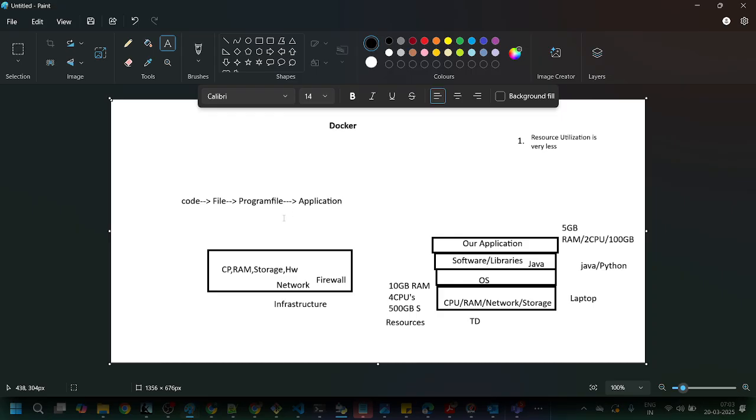we need to save this. We need to put this application somewhere, and that location is called a server. So if you want to deploy your application, we need infrastructure like CPU, RAM, storage, hardware, network, firewall. This complete package is nothing but infrastructure. So we need infrastructure.